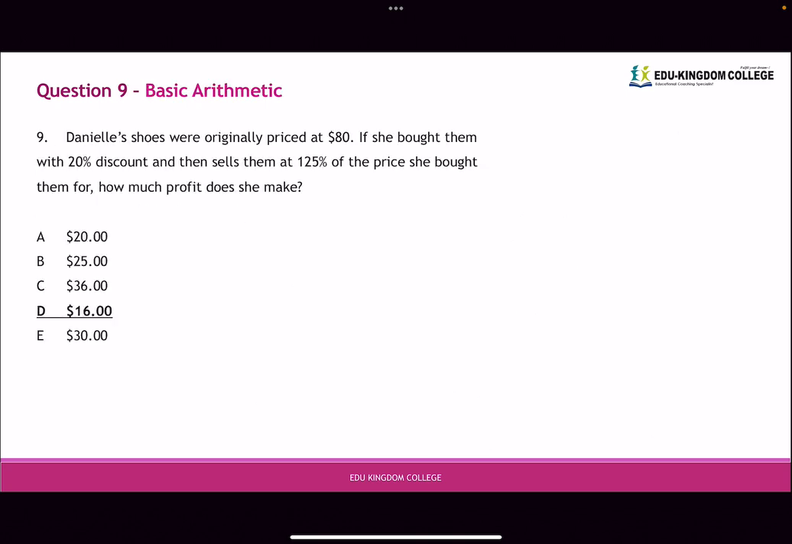Question 9. Danielle's shoes were originally priced at $80. She bought them with a 20% discount, so 1/5 off the price. So what's 10%? It's 8. 20% equals 16, which means that she bought them at $64 and then sells them at 125% of the price that she bought them for.